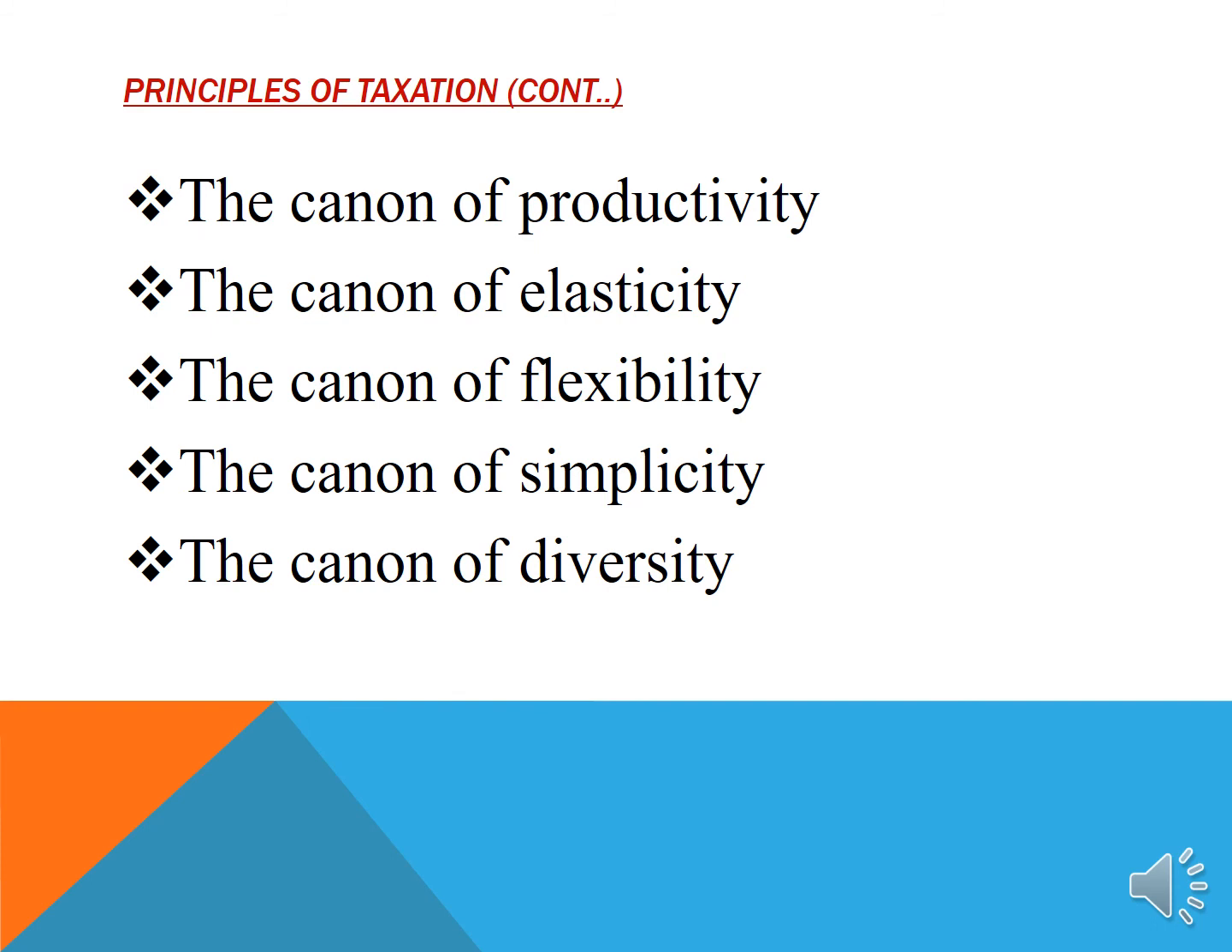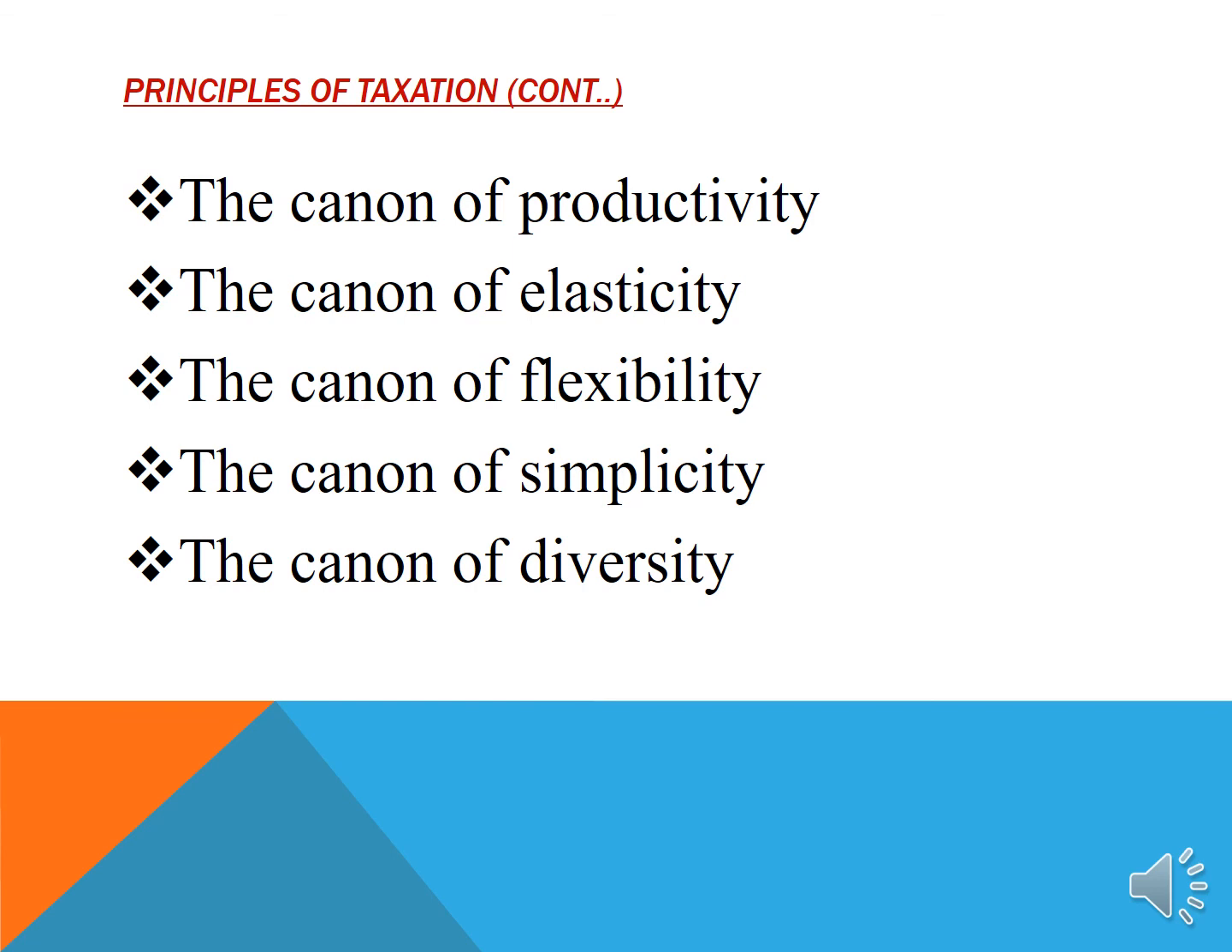Remember, there are around 5 major canons. The other canons were developed by other economists, but the first 4 were developed by Adam Smith. Many years later, other canons were also added. That is where we are at this point.